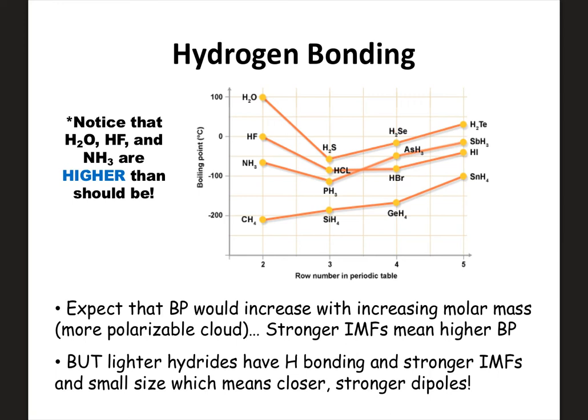If you place where they should be, they should all be down in this region, and then they should increase as you increase the period number, increase the molar mass. But that's not what we see because of the hydrogen bonding. That hydrogen bonding is much stronger than the other IMFs, and these are the only ones that have it, so they have a much higher boiling point here. So definitely make sure you understand this idea and you understand this graph.